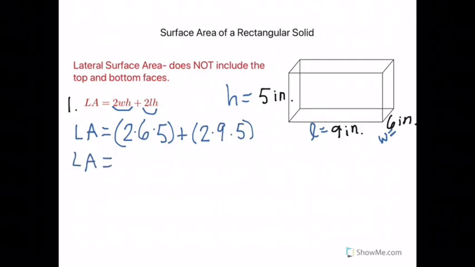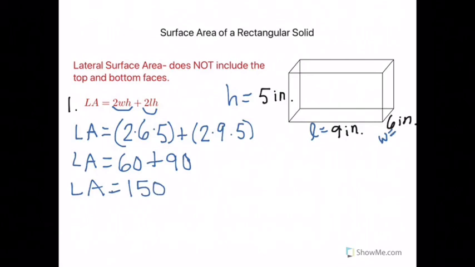Multiply those numbers together that are in that first parenthesis. 2 times 6 times 5 is 60. Bring down that plus sign. And then multiply these numbers in the second parenthesis together. 2 times 9 times 5 is 90. 60 plus 90 is 150. And this time it says it's inches, so inches squared.